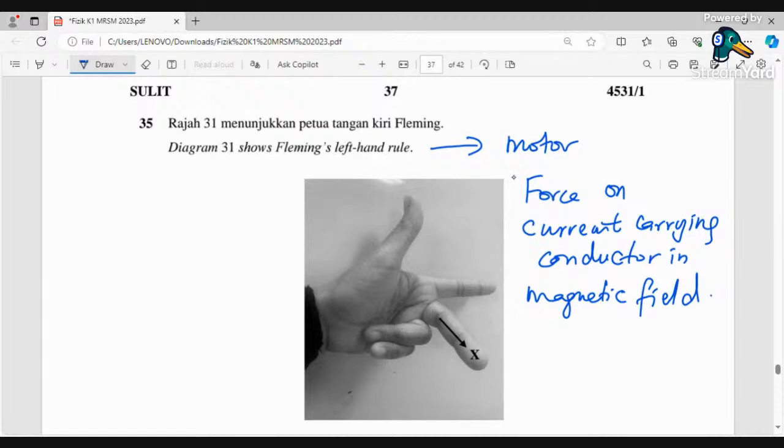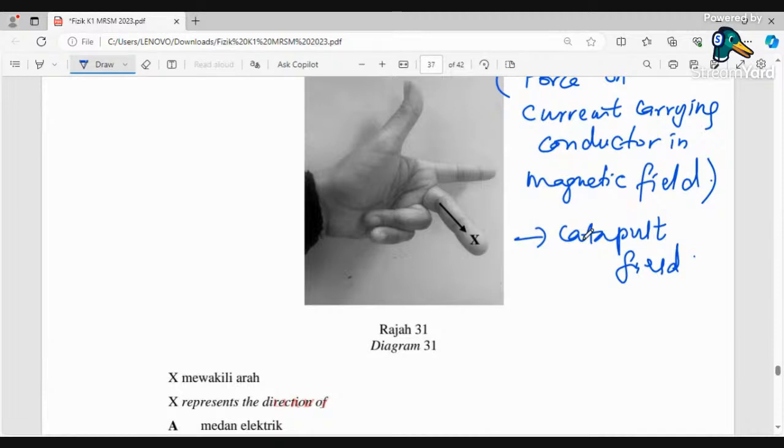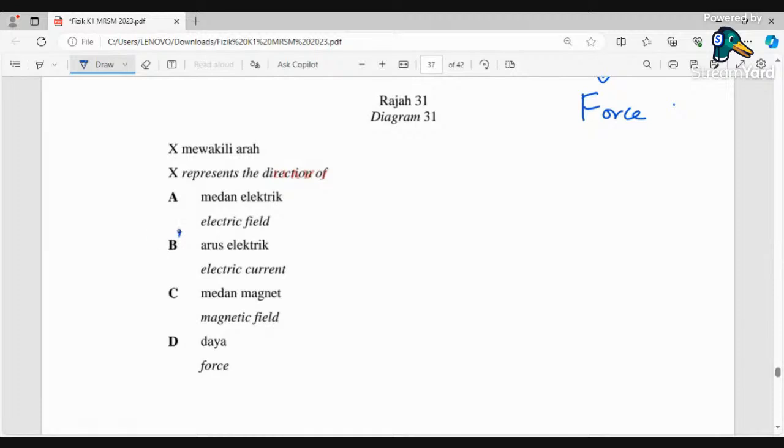Okay, ini ialah konsep dia. Okay, dia produce catapult field. So catapult field ialah non-uniform field. So bila ada non-uniform field, dia akan produce resultant force. Okay, that move the object. Okay, X represent direction of FBI. FBI maksudnya ialah force, magnetic field, direction, current. Jadi X tu ialah current. Okay.